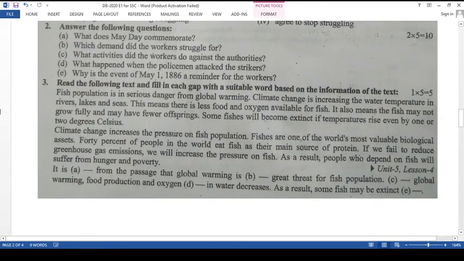Question number 3. You are to read the passage very well. Then you have to find out the answer. I have already discussed how to solve this. So this passage is also very common to us.